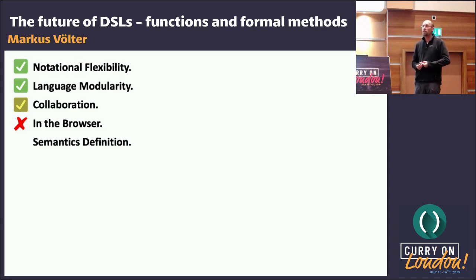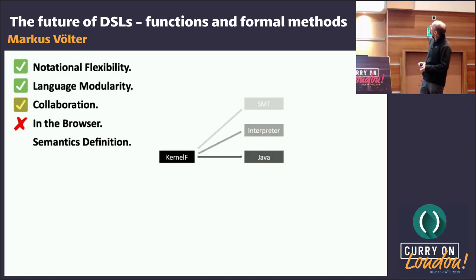Anyway, but there is another problem: semantics definition. Let me explain what I mean by this. So in kernel F, we have three mappings, right? We have the mapping to the interpreter. That's basically a Java program that interprets kernel F code. So we can execute kernel F programs in the IDE in real time. As the user writes code, you can run tests directly without any code generation, any overhead like that.